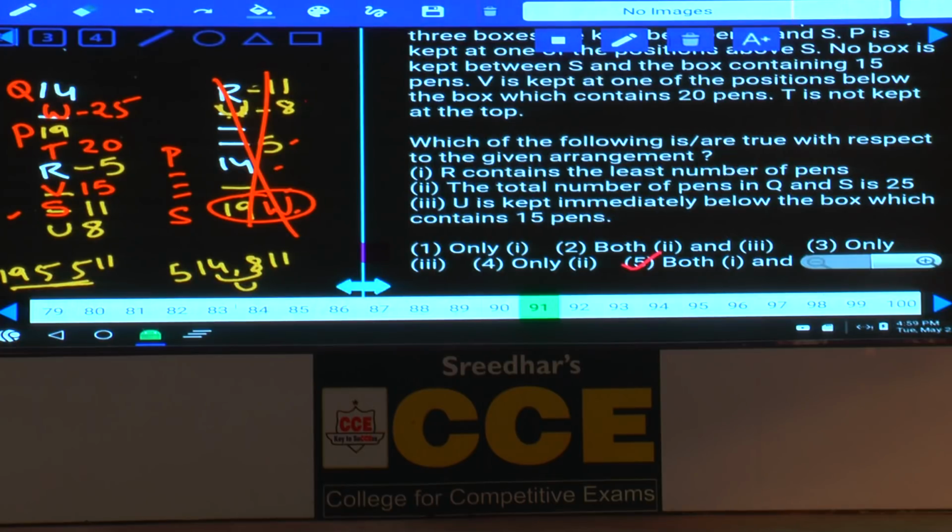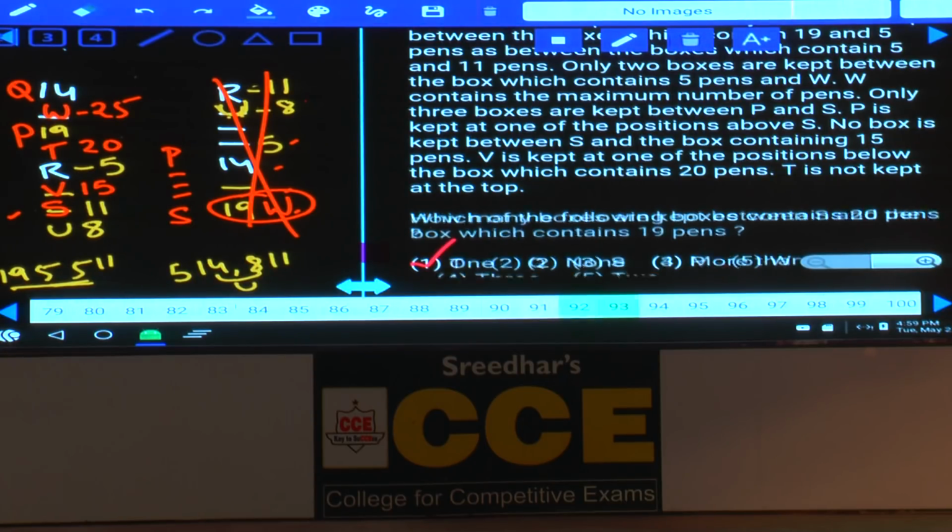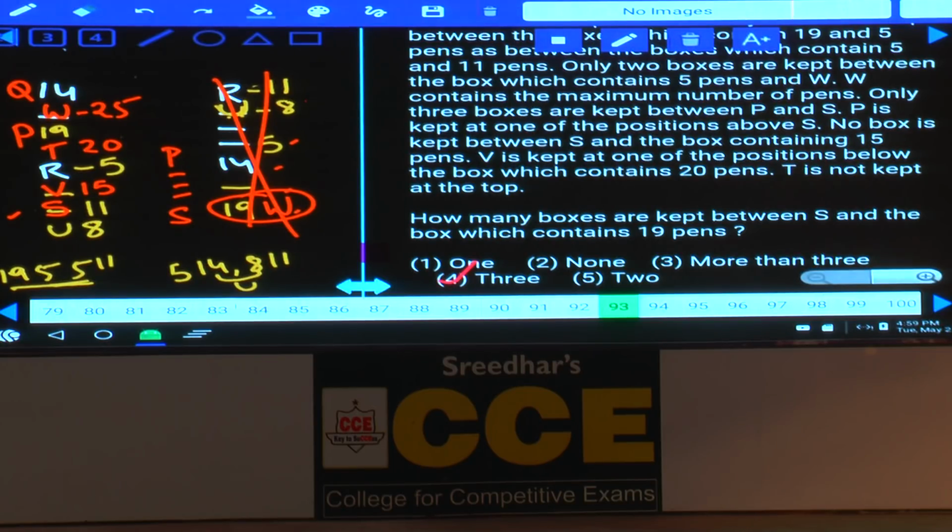Next one, question number 92. Now in this 92, which of the following boxes contains 20 pens? Now T contains 20 pens, that is choice 1. And 93, how many boxes are kept between S and the box containing 19? S and 19, tell me how many boxes are there? P is 19. S and 19, there are only 3 boxes, T, R and V. 3 boxes, that is choice 4, 93.